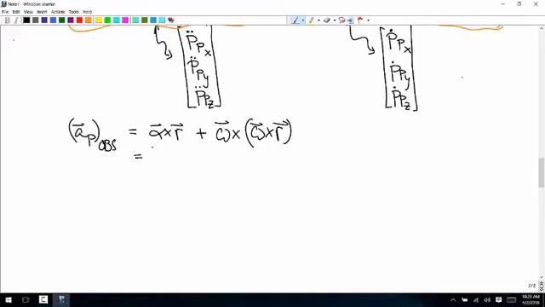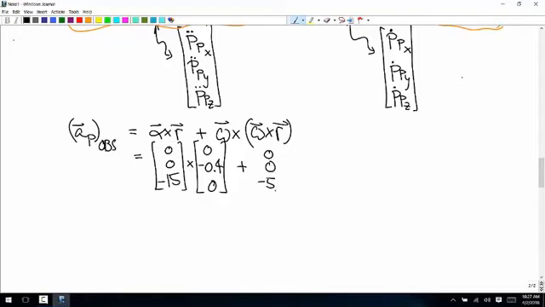What's alpha? 0, 0, negative 15, that's right. R we had to figure out for the observed velocity before, so that's 0, negative 0.40. Omega, the lowercase omega, is 0, 0, negative 5, crossed with the quantity 0, 0, negative 5 cross 0, negative 0.40.